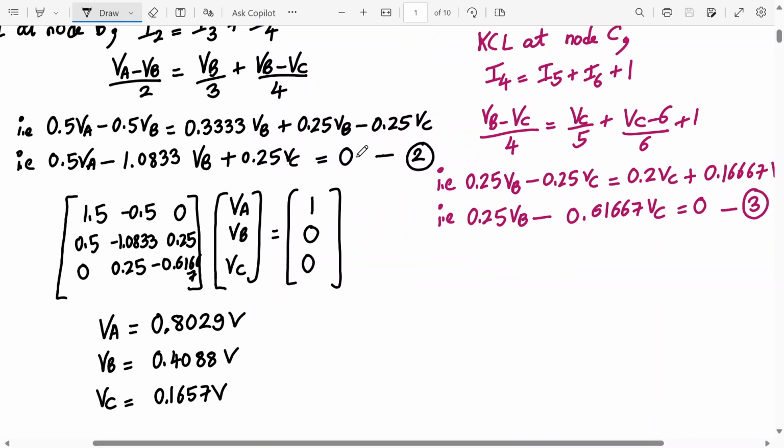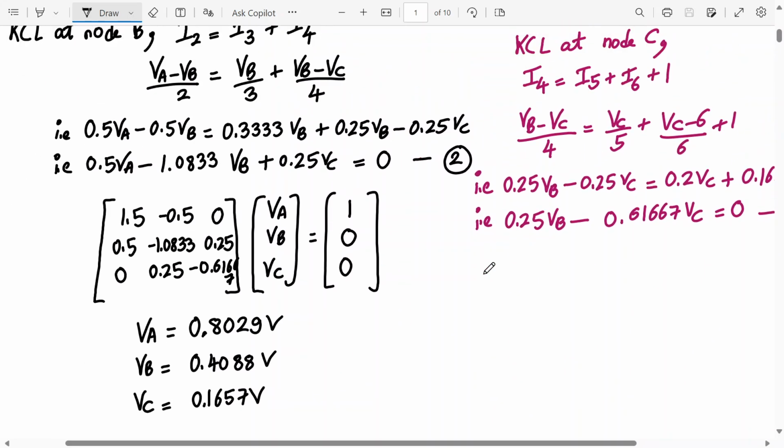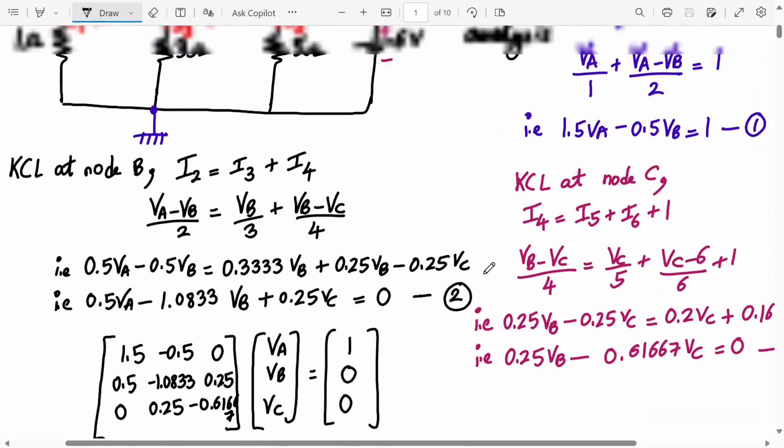Can you all tell me? Are the values same? 0.8029, 0.4088 and 0.1657, as these are the values of VA, VB, VC. Just check and let me know so that we can go ahead.